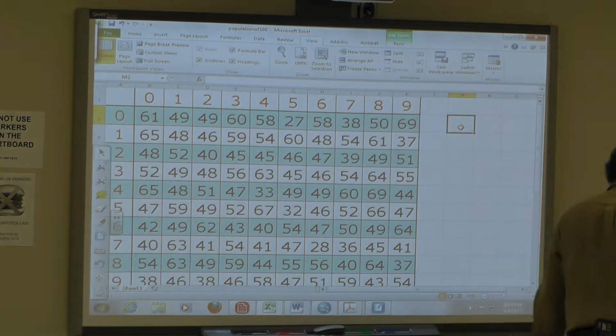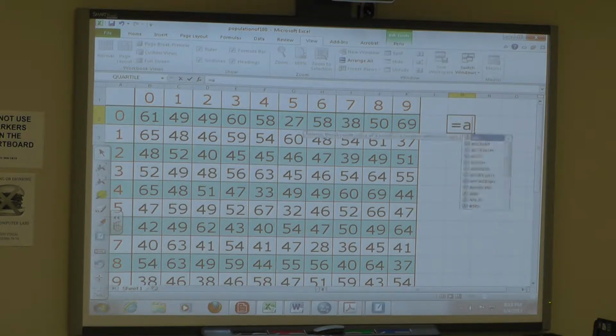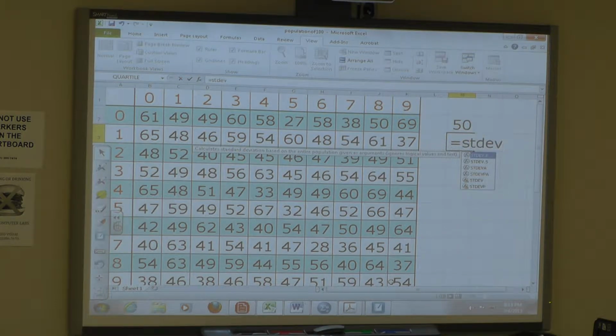I'm going to say equals average, parentheses, and I'm going to highlight all of these numbers, enter, and I got an average of 50 for this population, and the standard deviation of this population is 9. Okay, they may not be exactly that. I didn't format this, but I'm going to leave it at 50 and 9.